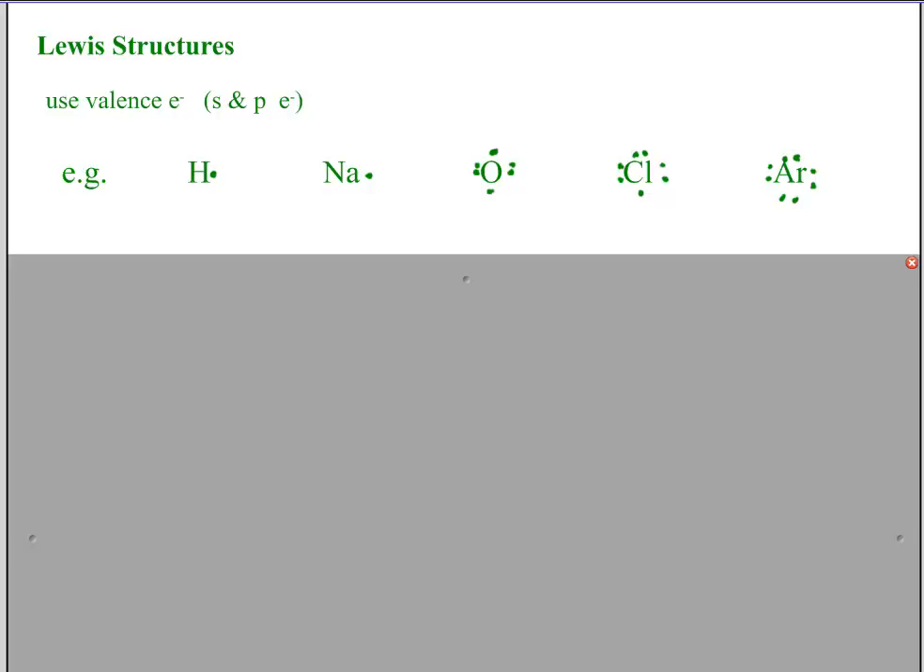So drawing Lewis structures for atoms is really easy. How many valence electrons does it have? Count them up, put them around. Gets a little more interesting when we're making compounds.